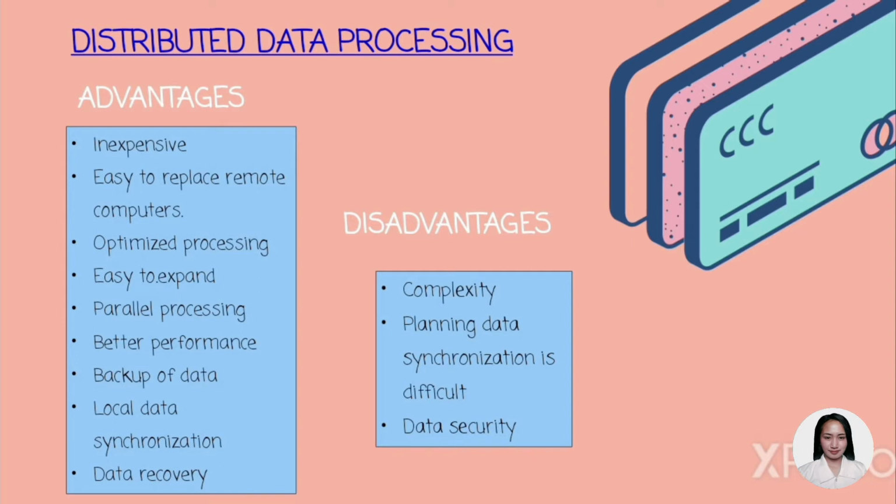So next are the disadvantages of distributed data processing. Complexity: computers attached in DDP are difficult to troubleshoot, design, and administrate. Planning data synchronization is difficult. Doing the correct synchronization of data is difficult to develop. Sometimes data is updated in the wrong order, so administrators have to keep their focus on it before making a distributed network. Data security: if an unauthorized computer is connected to a distributed network, then it can affect other computers' performance and data can be lost also.